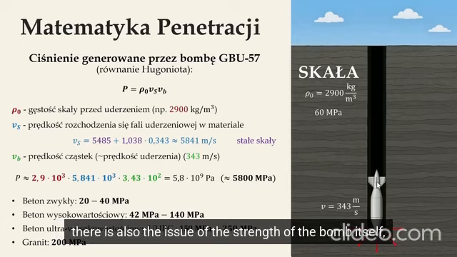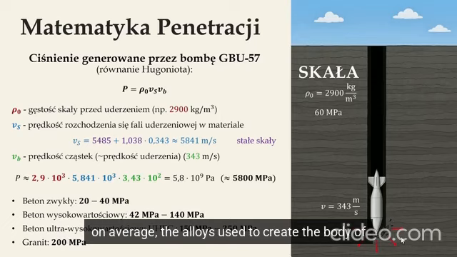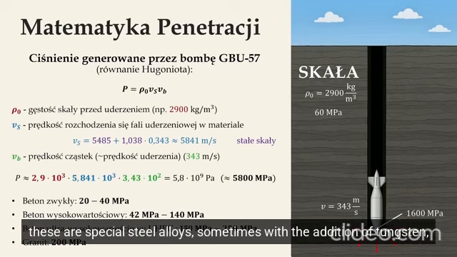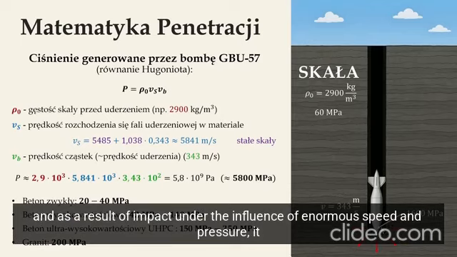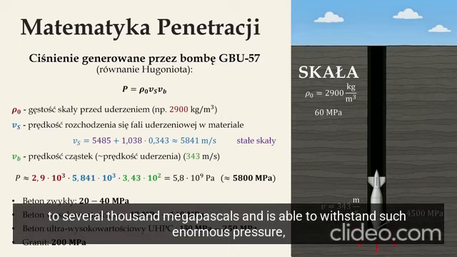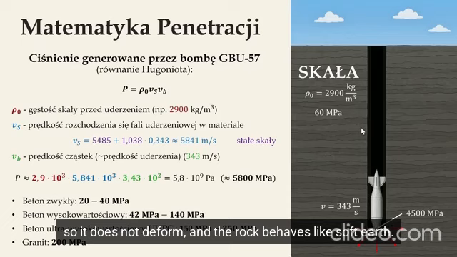There is also the issue of the strength of the bomb itself. On average, the alloys used to create the body of such a bomb have a strength of about 1,600 megapascals. These are special steel alloys, sometimes with the addition of tungsten. As a result of impact under the influence of enormous speed and pressure, it often increases its compressive strength even several times, to several thousand megapascals, and is able to withstand such enormous pressure. So it does not deform, and the rock behaves like soft earth.